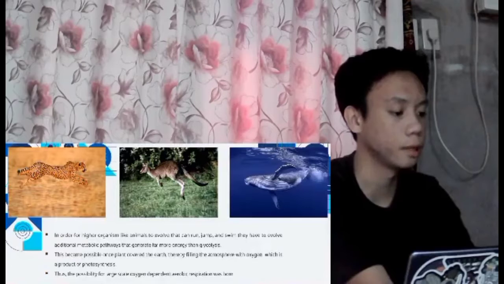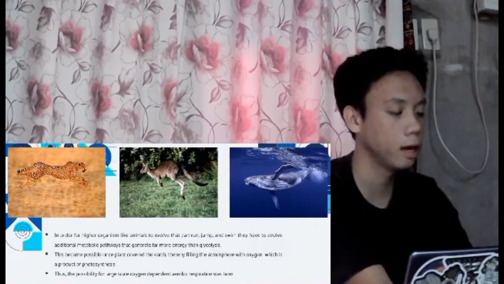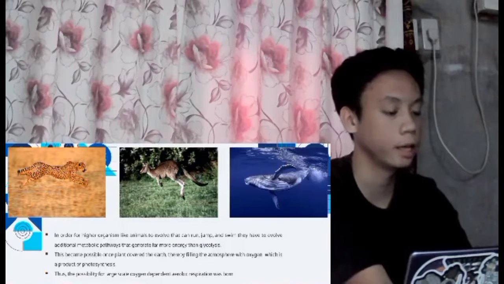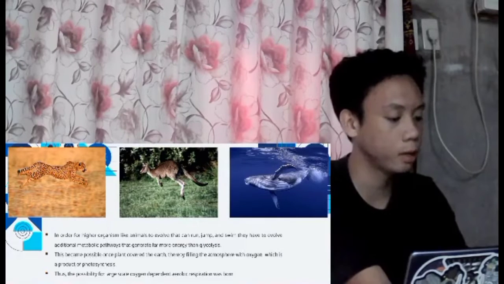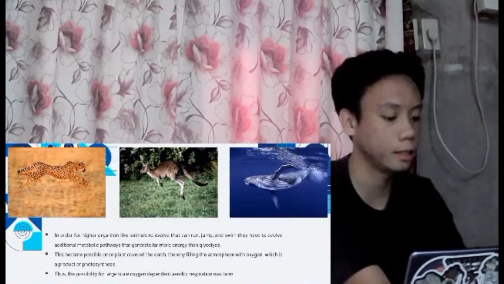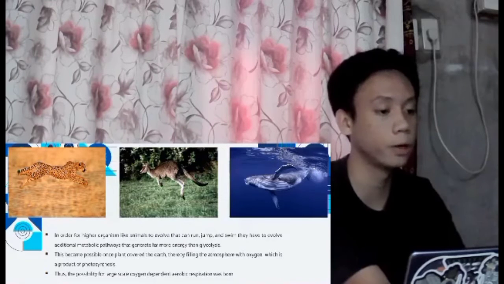Higher organisms, such as animals, must acquire alternative metabolic pathways that create more energy than glycolysis to have the ability to swim, run, and jump. This became possible once plants covered the earth, thereby filling the atmosphere with oxygen, which is a product of photosynthesis. Thus, the possibility for large-scale oxygen-dependent aerobic respiration was born.